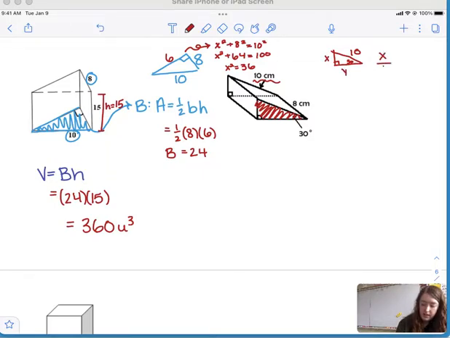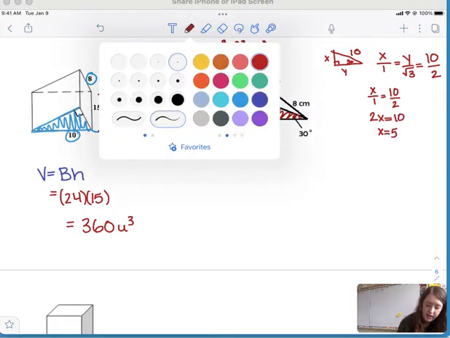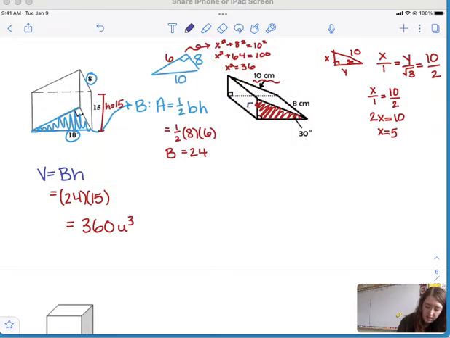So x is going to go over 1. Y is going to go over the square root of 3. 10, our hypotenuse, is going to go over 2. So to find x, we'll take the fraction that just has x in it, set it equal to 10 over 2, and cross multiply. 2 times x is 2x. 1 times 10 is 10. We'll divide by 2. So now we know this side of our triangle is going to be 5.